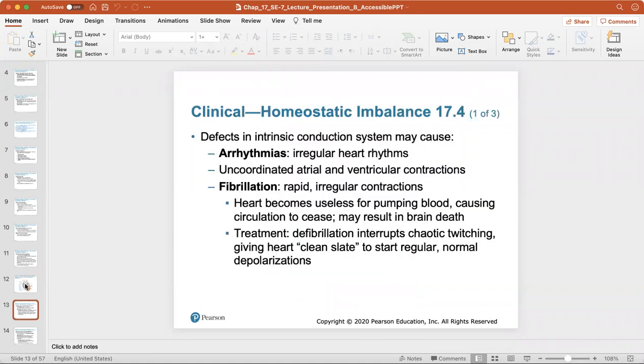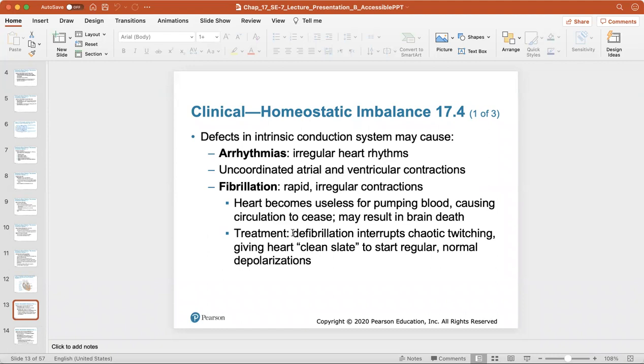Defects in the intrinsic conduction system may cause an arrhythmia, which is an irregular heart rhythm where there's uncoordinated atrial and ventricular contraction. So there's some sort of defect in this electrical conduction system, or a fibrillation, which is a rapid irregular contraction. The heart will become useless for pumping blood because there's no rhythm to it. The atria and ventricles are just contracting however they want. This will cause circulation to all the body cells to cease, and could result in brain death.